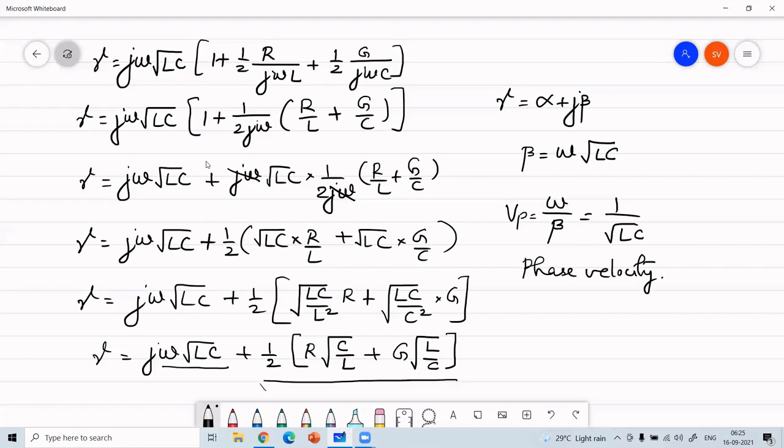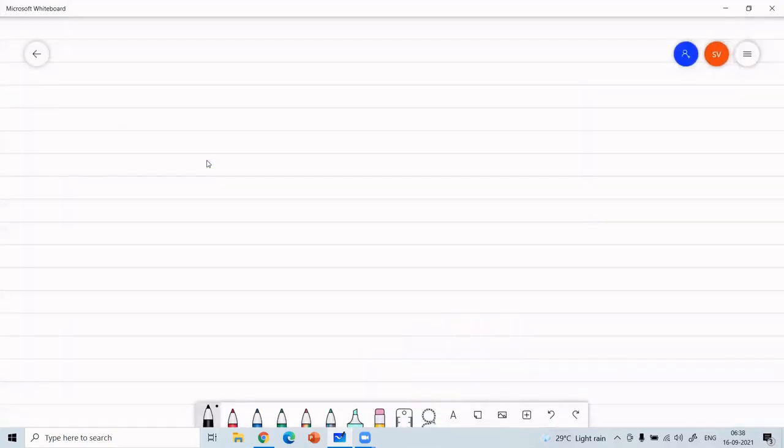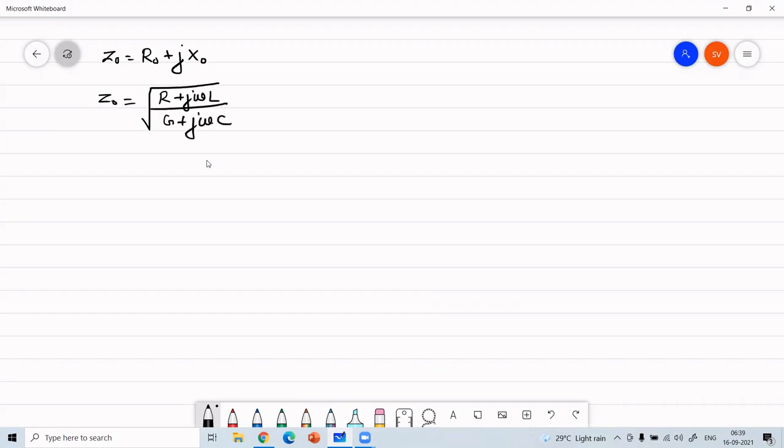So now it has derived the characteristic impedance of a low loss line. Now let us try to derive the expression for the characteristic impedance. The characteristic impedance can be written as Z0 is equal to R0 plus jX0, or Z0 is equal to the square root of (R plus j omega L) by (G plus j omega C). Here j omega L is taken in common from the numerator.